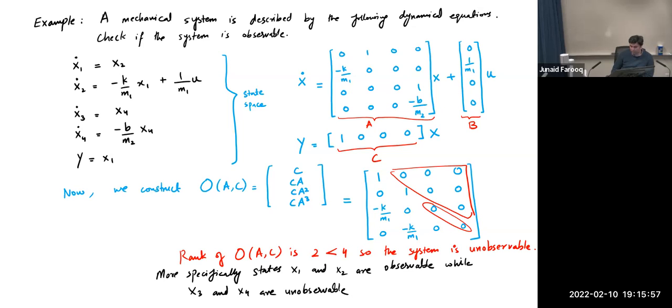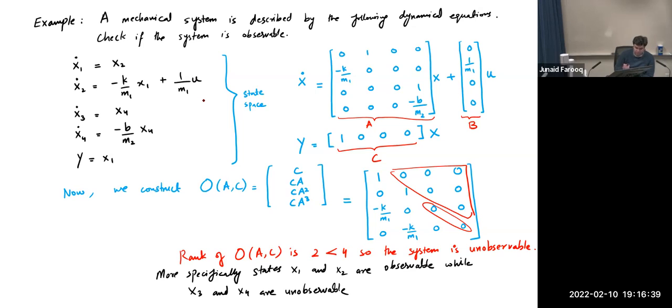Intuitively, if you want to understand this, you can look at the original dynamics. You will see that x4 is something like this. There's no input affecting x4. x4 goes in and changes x3, but then x3 doesn't change anything else. So if you knew the output, which depends only on x1, and you know the input, you cannot say anything about x4. You cannot infer anything. So intuitively, you can also see that the state x4 is unobservable.